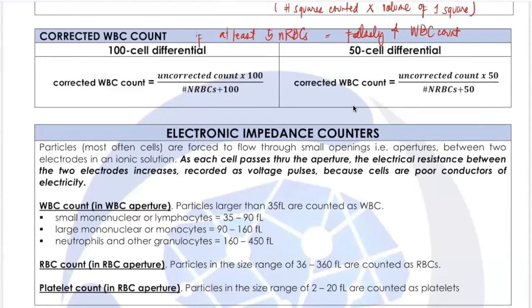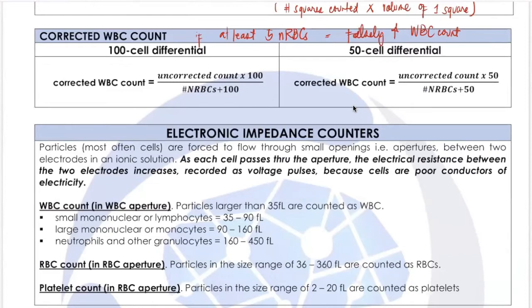However, yung isang recall question in the ASEP exam was parang tinanong siya, to do the corrected WBC count, but instead of doing the 100 cell differential, yung usual na differential count na ginagawa natin is we are checking 100 white blood cells and we are differentiating them. However, sometimes if the WBC count is low, it's difficult for us to reach 100 cells, di ba, for the differential count. So minsan we opt for the 50 cell differential.